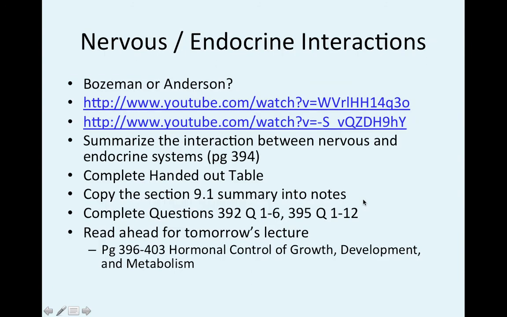So I'd like you to check out these two videos by Bozeman and Anderson for the endocrine system. I'll probably ask you to do some Crash Course as well. This is from our textbook, but you don't need to use it. You can use any textbook that you want or the internet. I'd like you to summarize the interaction between the nervous system and the endocrine system, so you can put that in your portfolio. You're going to complete that handout that's inside this PowerPoint presentation, and then don't worry about the rest of the stuff here.